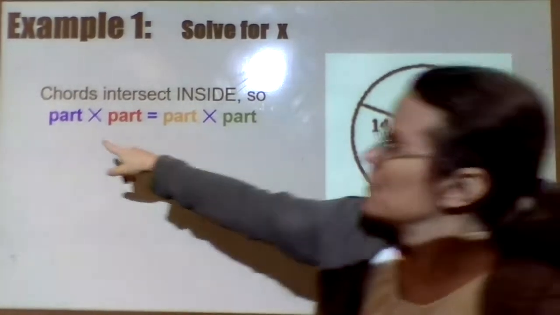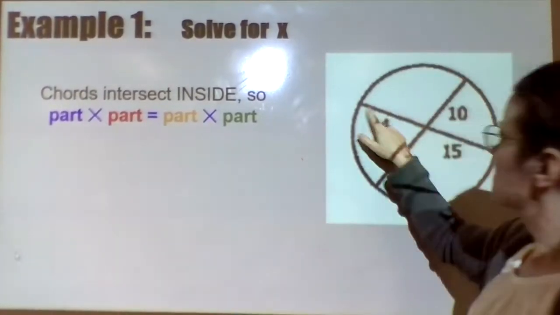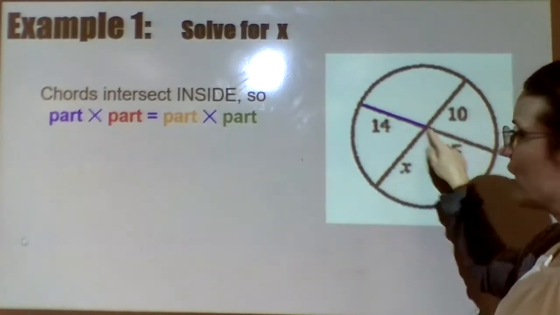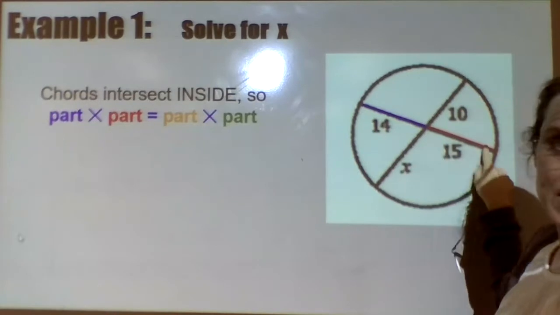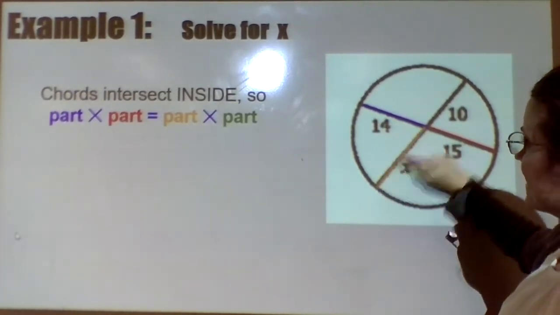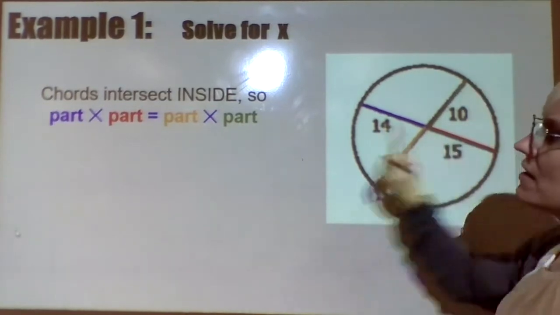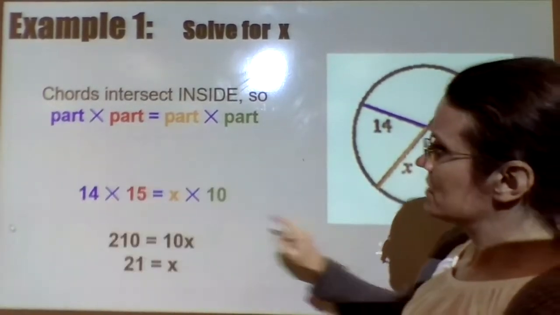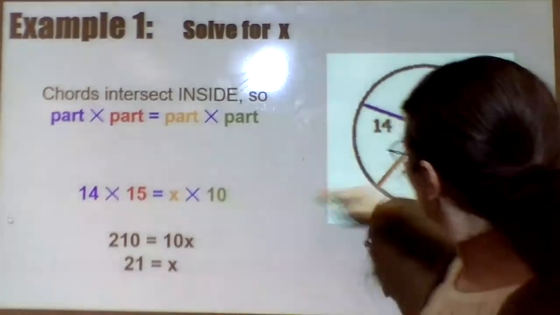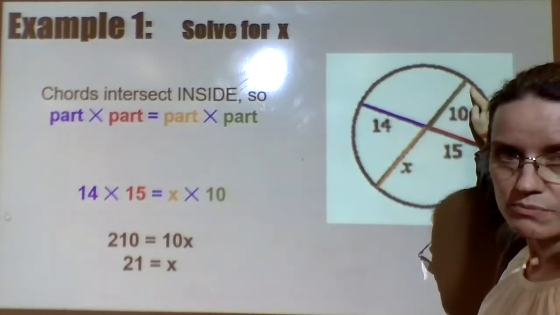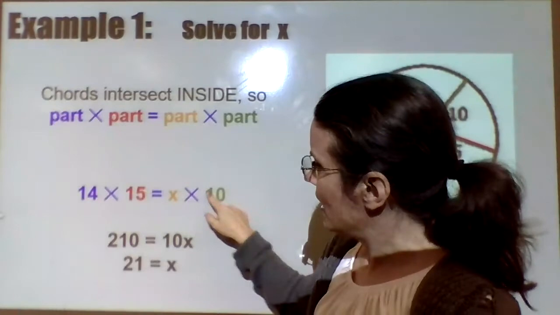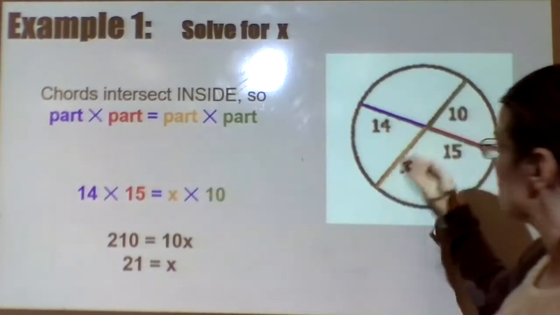So I'm going to make my first one be this 14. And so the other part it'll get multiplied by is this other part of that chord, and that's going to be 15. So it'll be 14 times 15 should equal my x times my 10. So I've got my 14 times 15, this chord multiplied, equals x times 10, the parts of this chord multiplied. So I have part times part equals part times part. Algebra, algebra, algebra, and you end up with x equaling 21.